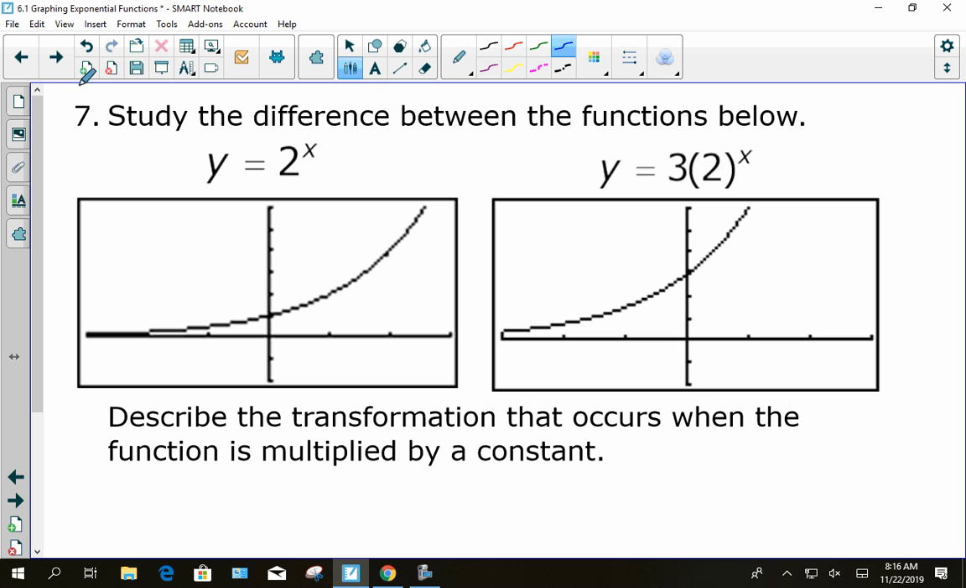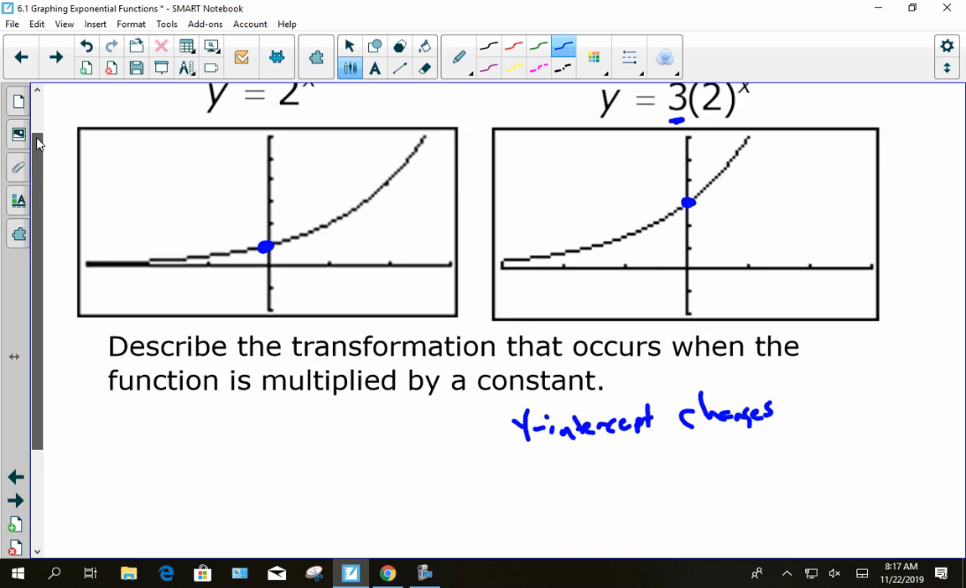And then here, when you multiply this by 3, when you multiply it by a constant, what happens to your y-intercept? It increases, yeah. So your y-intercept changes. If it was a negative number, it would be inverted and it would change to a negative y-intercept. This moves it up. It goes up because it is increasing at a faster rate. And this is just an introduction.